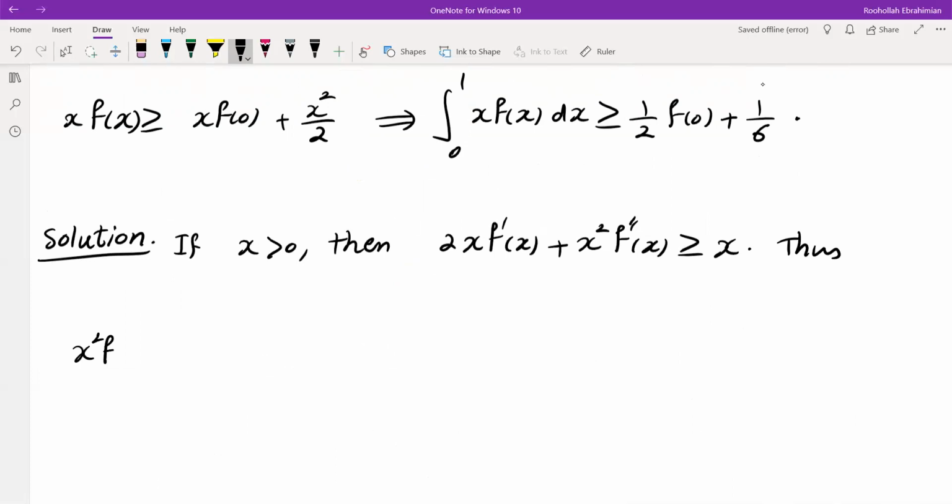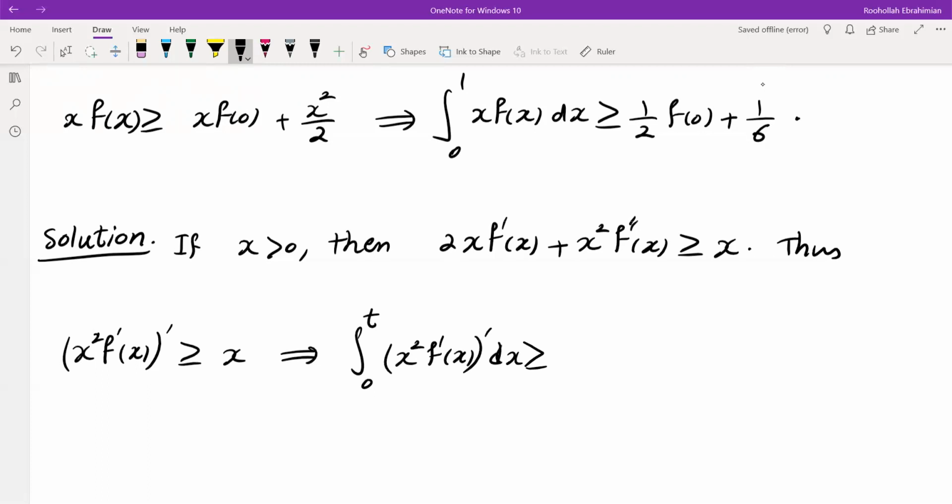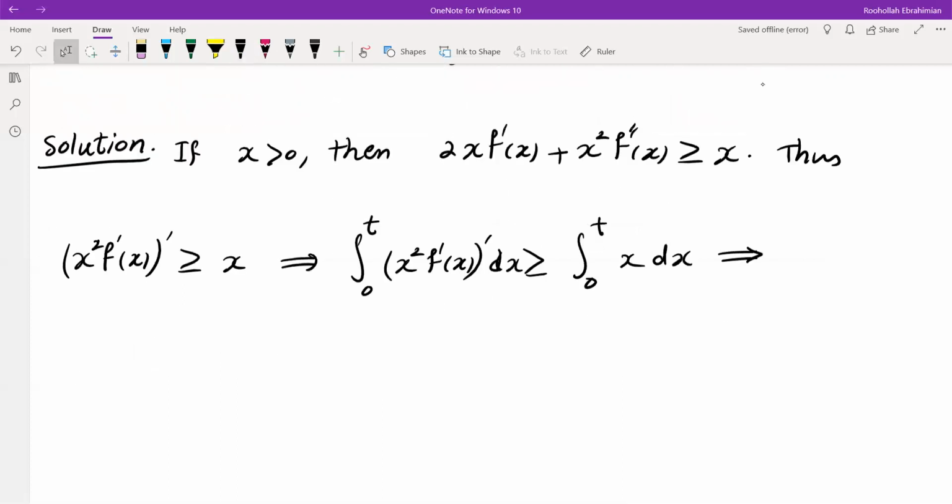x squared f double prime of x is greater than or equal to x, which means the integral from 0 to t of x squared f double prime of x dx is greater than or equal to the integral from 0 to t of x dx. If we integrate that, we get t squared f prime of t is greater than or equal to t squared over 2, which means f prime of t is greater than or equal to 1.